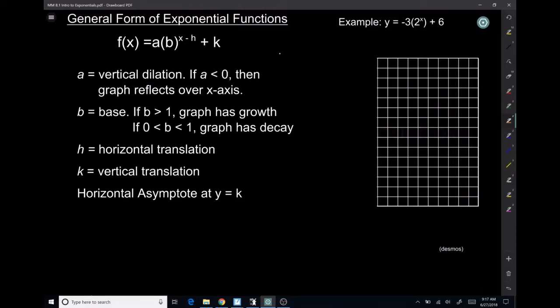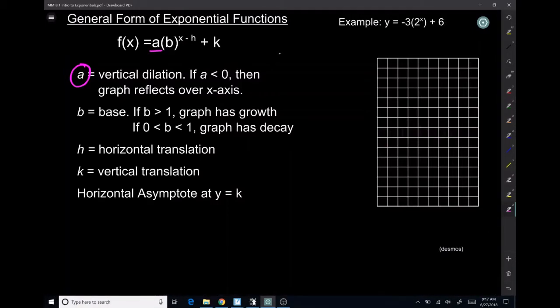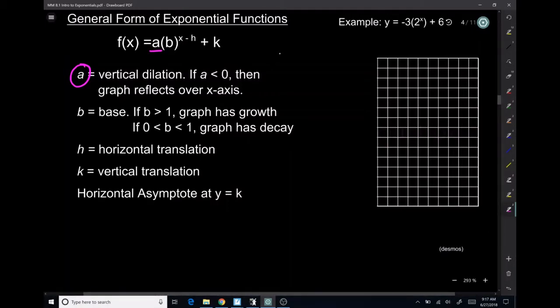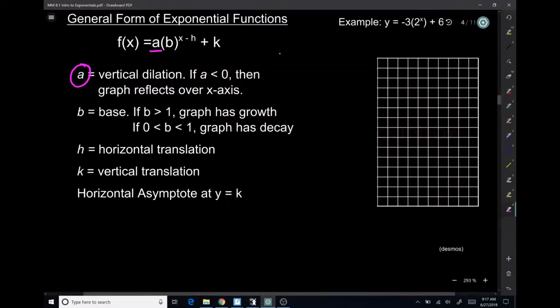In general, exponentials follow the AHK formula that we've seen with every other graph that we've done in this chapter, in this class, I'll say. A is your vertical dilation. If A is less than 0, then the graph reflects over the x-axis. It does the vertical stretching or compressing. B is your base. If B is greater than 1, the graph has growth. If B is between 0 and 1, the graph has decay. If B is 0, then it doesn't exist and it's all kind of pointless. If B is 1, then there's no change of any sort. So these aren't equal, it's just between.